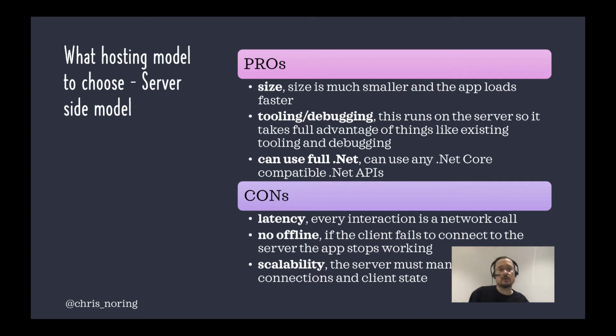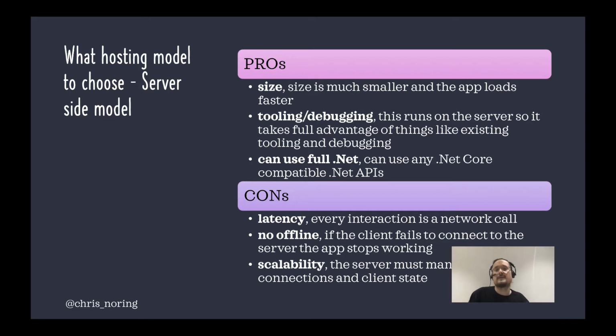What about the server-side version? Why should I consider that? Well, if we look at the pros, we see that the size of the application itself is way smaller because it's piggybacking on top of a .NET Core application that you're running anyway. Also, the tooling and debugging is more mature, which means that you can take advantage of existing debugging, and you think of it more as a full stack application. So if you have a breakpoint in your data layer, you can have that and easily move on to the Blazor application in one go. It can use the full .NET, any .NET Core compatible APIs, but there are cons.